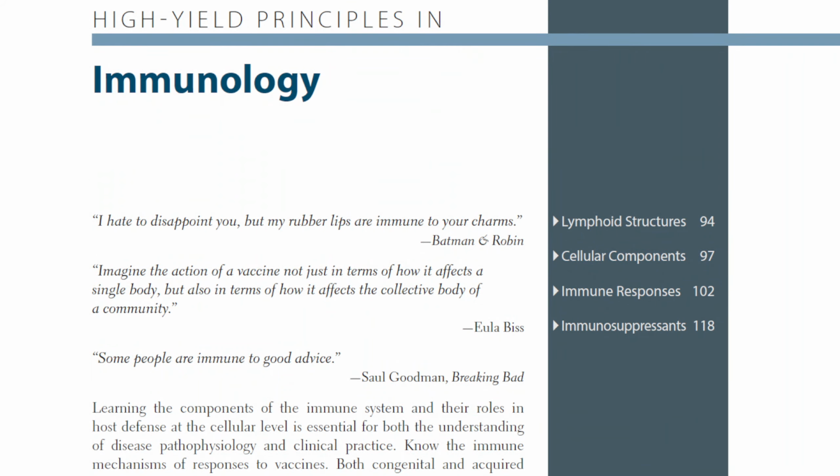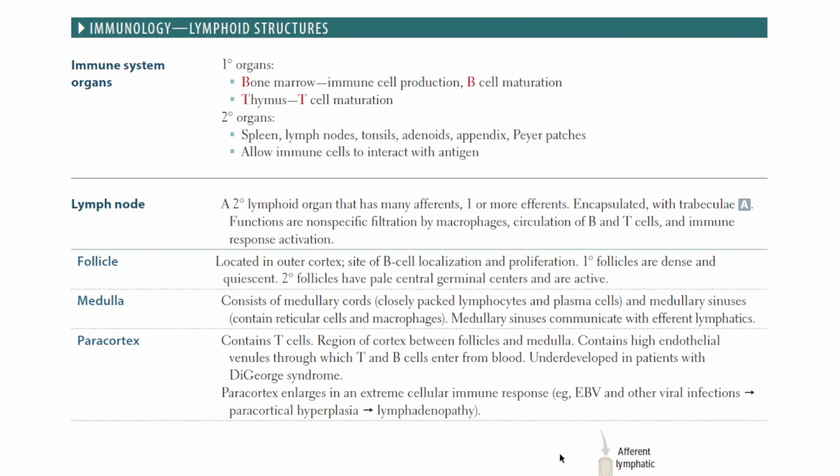Let's start with immunology, lymphoid structures. We have two types of organs in the immune system. The first group is the bone marrow and the thymus. These are the primary organs.